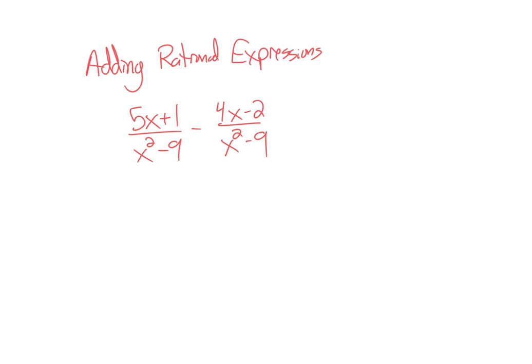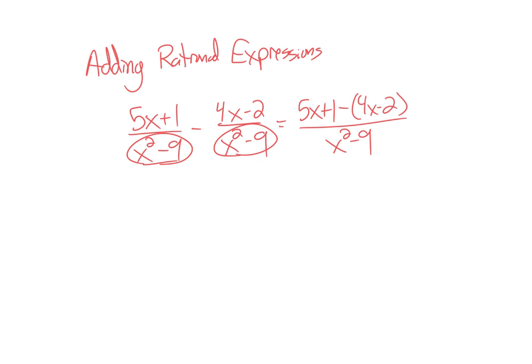x squared minus 9. So all we do is we go, okay, 5x plus 1 minus 4x minus 2. We need to subtract that whole numerator, and the denominator stays the same. So the denominators need to be the same, and they stay the same. So 5x subtract 4x is x. 1 minus a negative 2 is plus 3.